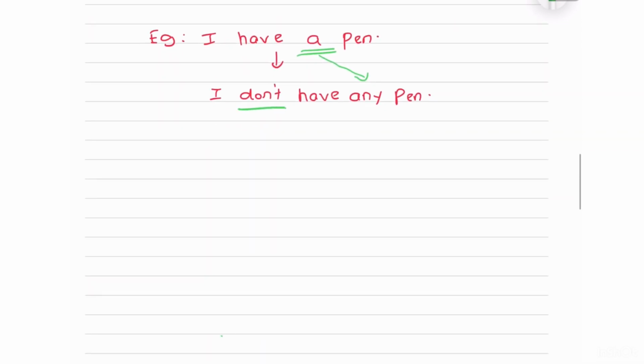So if I say, j'ai un stylo, the same sentence, I'll identify the verb, that is ai, from avoir. I'll place ne before it and pas after it, and then this un, my article indéfini, will become DE. So, je n'ai pas de stylo.